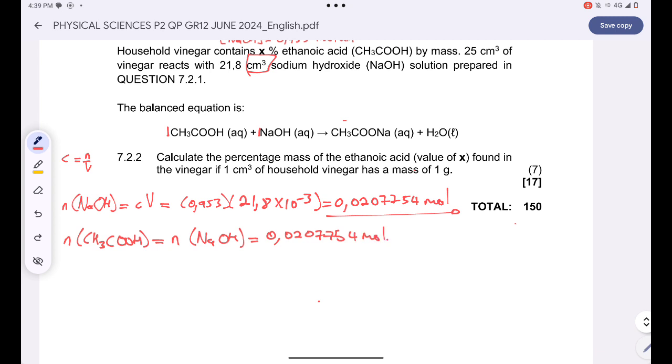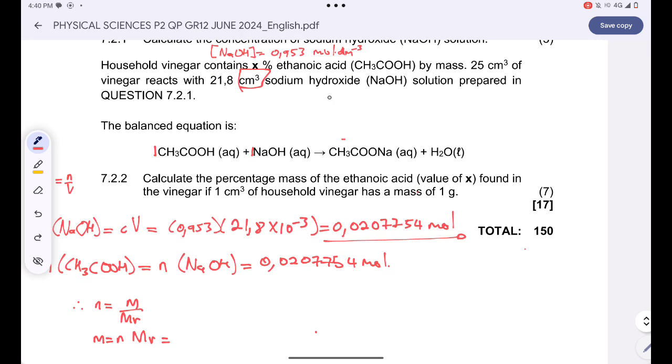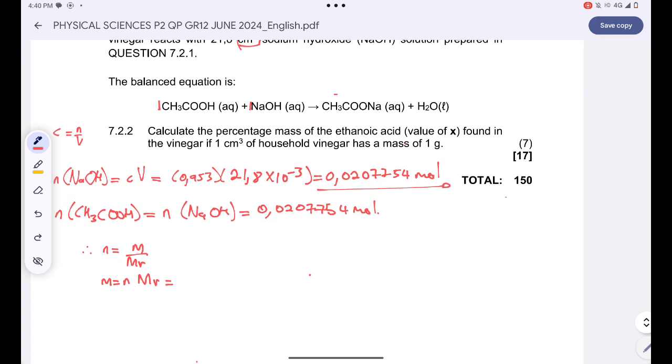Therefore, I can simply find the mass of my ethanoic acid. Since number of moles is equal to mass divided by the relative molecular mass, the mass will simply be number of moles multiplied by the relative molecular mass. The relative molecular mass, guys, is just 60 grams per mole. It will be 12 plus 3 plus 12 plus 16, 16 and 1, that's 60 grams per mole. So I'll take the number of moles, 0.020774 multiplied by 60.